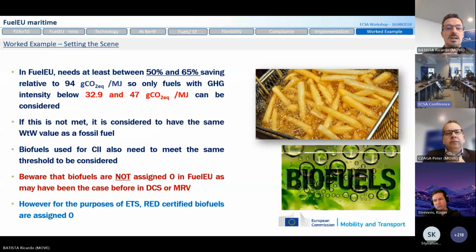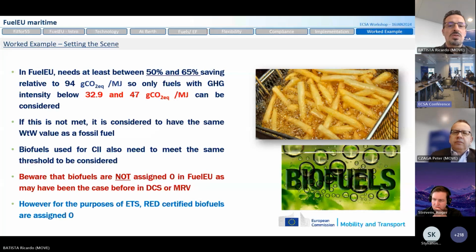Biofuels used for CII also will need to meet these RED certification thresholds. As opposed to ETS, where biofuels that are RED certified are zero rated, the FuelEU will consider de facto the exact well-to-tank emission factor. So there is this important difference between FuelEU and ETS. In ETS, in fact, biofuels, if RED certified, are assigned as 0 CO2 emissions.